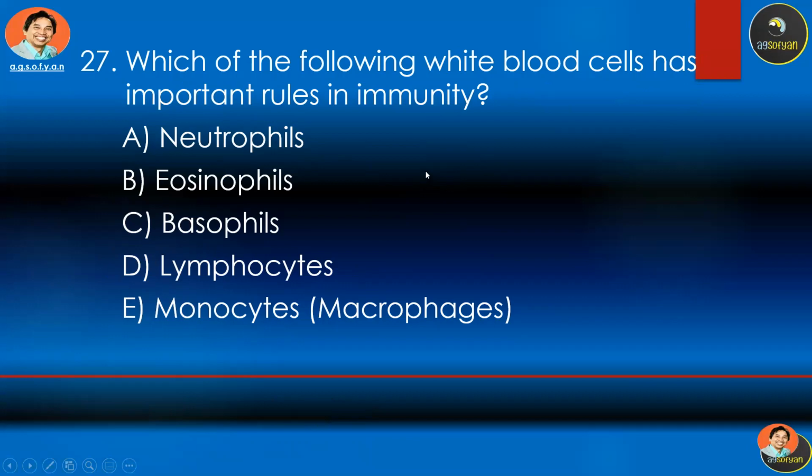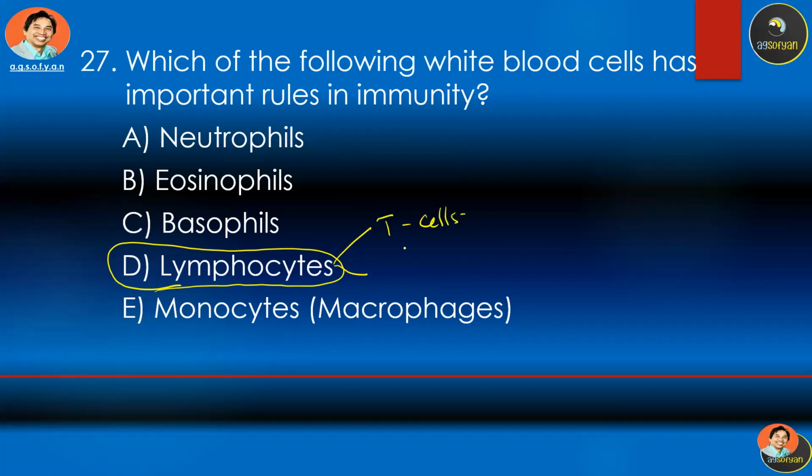Which of the following white blood cells has important roles in immunity? Okay, A, B, C, D, or E? So when we talk about the immune system, the lymphatic system, this is lymphocyte. So the lymphatic system is the one that gives us immunity and is performed by lymphocytes, which are T cells and B cells.